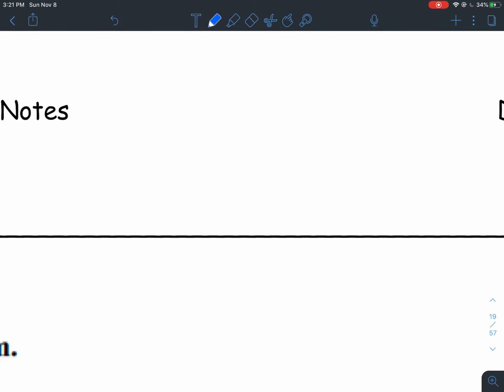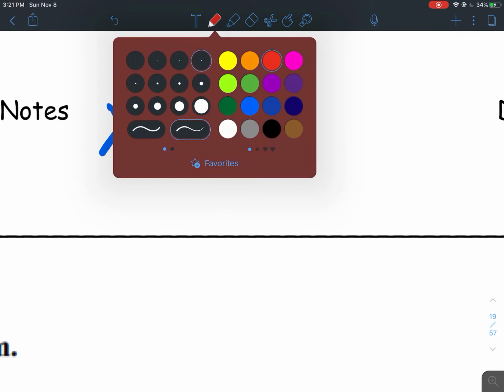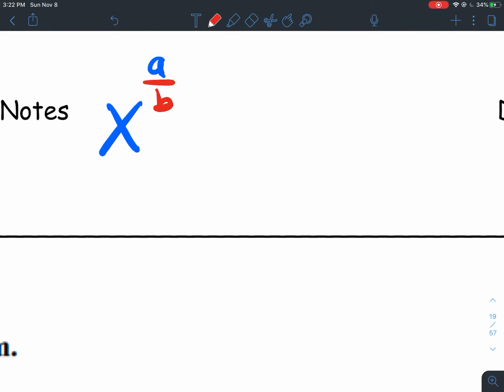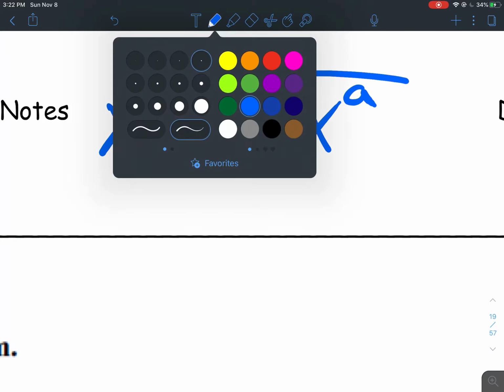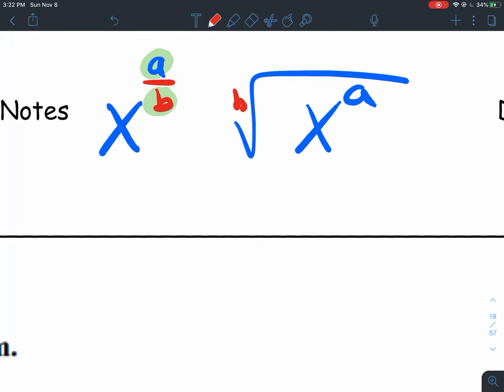If I had something like x to the power of a over b, and let's do different colors, a in blue and b in red. If I wanted to write this as a radical, I'd write my radical, and this number on top goes here. So I would do x to the power of a, and then the number on the bottom, which is my b, goes here. Really, all we're doing for this lesson is rearranging things.